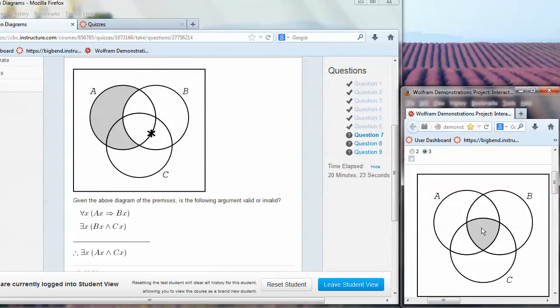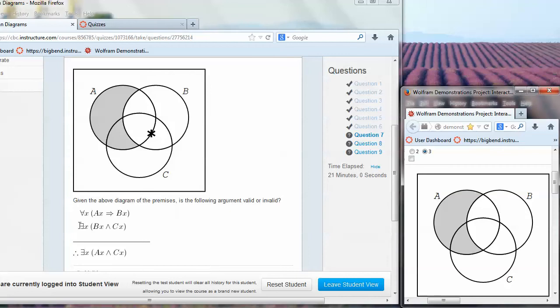Okay, so let's clear this out. And again, we're given a diagram here that represents the premises of this argument. So let's go ahead and make sure that diagram is accurate. So the first premise, for all x, if Ax, then Bx. So everything that's an A is also a B, according to this premise, right? For anything we pick, if it's in the A circle, it's also in the B circle. So that means that these two regions that represent A's that are not B's, the parts of the A circle that aren't in the B circle, those have to be empty. So we'll go ahead and shade those in.